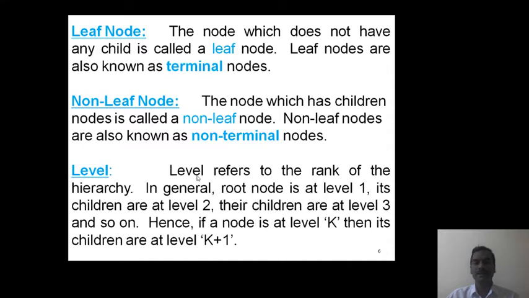This one, level. Level refers to the rank of hierarchy. When we draw a tree data structure, the tree is drawn level by level. In general, the root node is placed at level 1, its children are at level 2, their children are at level 3 and so on. Here is one general property: if a node is available at level k, its children are at level k plus 1.